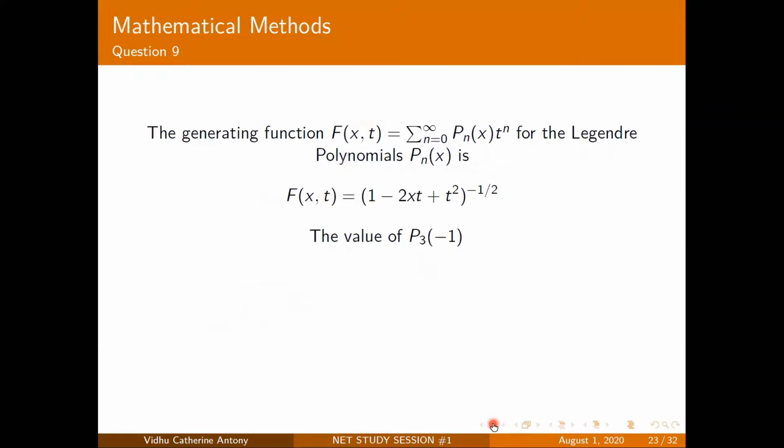Okay, so let's move on to the next question. The generating function f of x comma t. This is the generating function for the polynomials that is given to you. What you basically do is expand this: the first order of t gives you the first order polynomial, the second order of t gives you the second order polynomial, and the 0th order of t gives you the 0th order, or probably your p0.